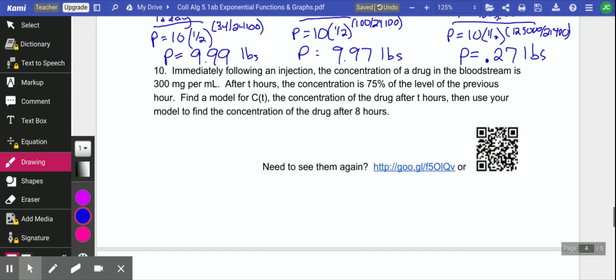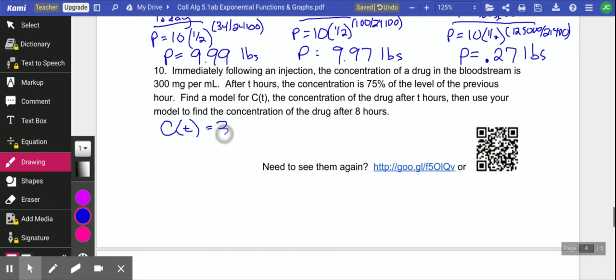All right, so immediately following an injection, the concentration of drug in the bloodstream is 300 milligrams per milliliter. And after t hours, the concentration is 75% of the level of the previous hour. So we want to find a model for the concentration and then use it to find the concentration of the drug after 8 hours. This is another great example of ways that we use our exponential decay because our body is absorbing this drug, utilizing it for whatever purpose. So we want a model for this. It's the concentration in terms of time.